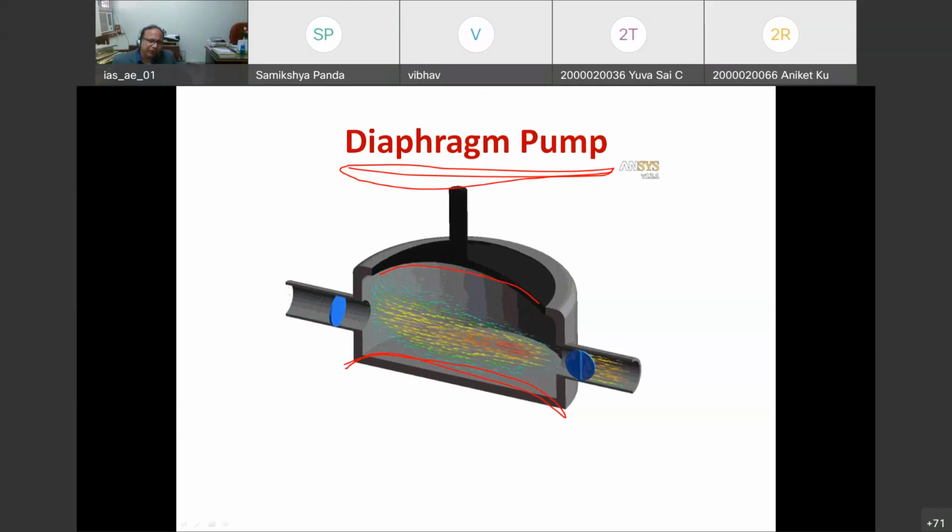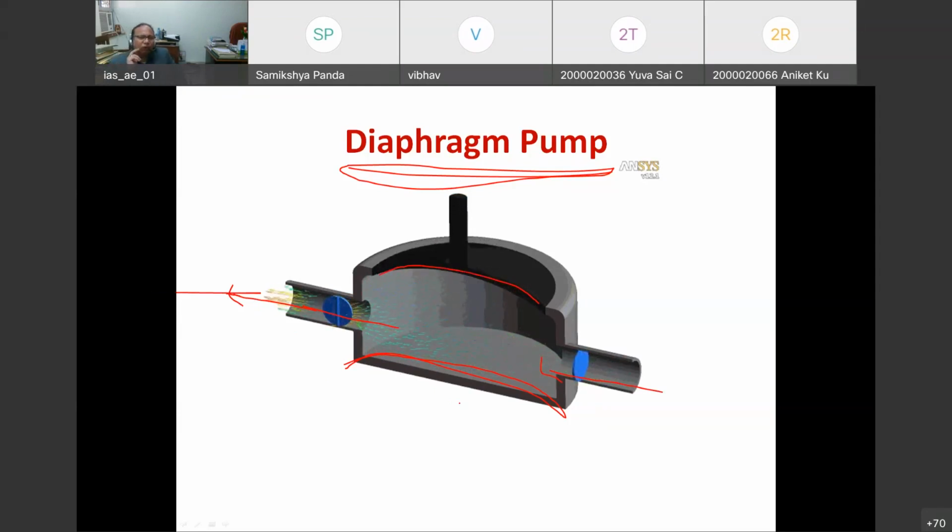If the diaphragm goes up, then blood or any liquid comes in here, and when it goes down, this valve is closed and the liquid goes this side. So this type of pump is there in our body. That's why I wanted to make you aware that this diaphragm type of pump is utilized in our heart, from both sides.